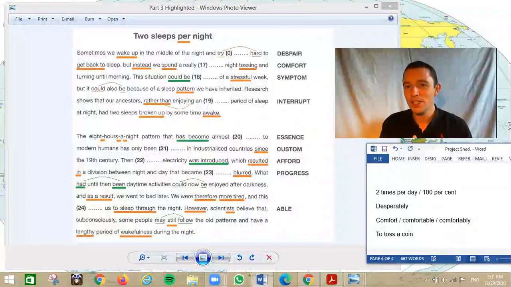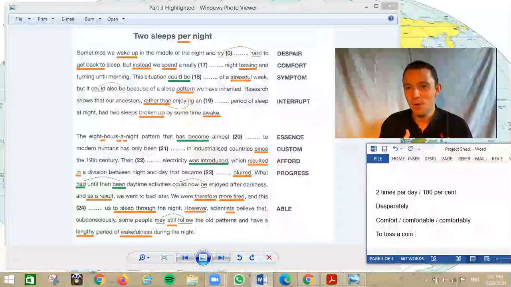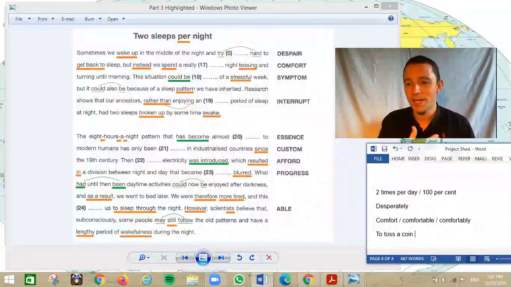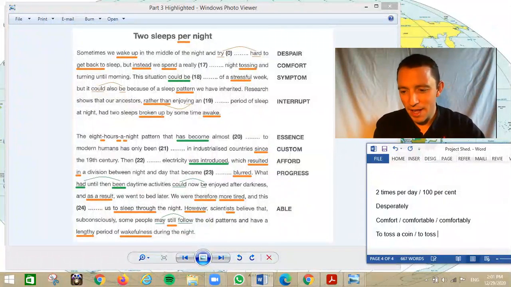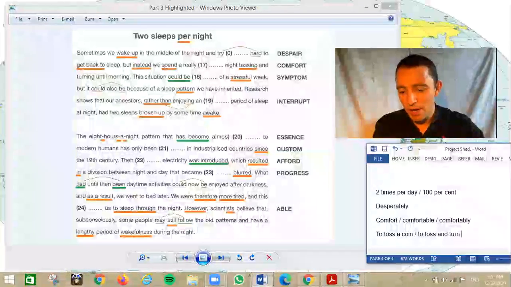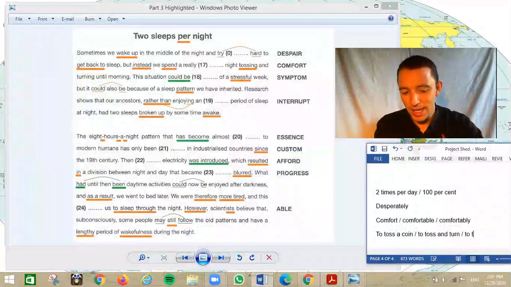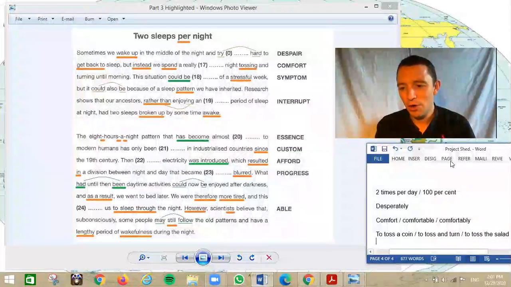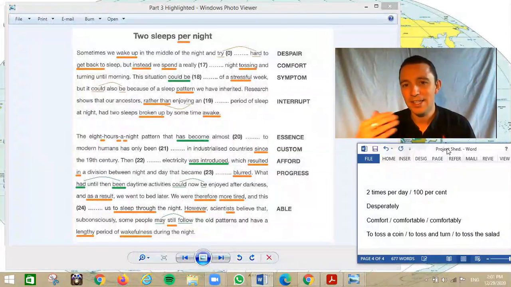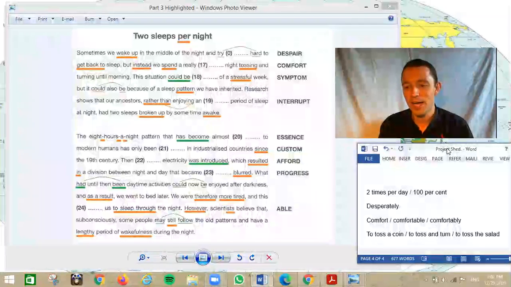And in this situation, it's an expression, tossing and turning in your sleep is when you're very uncomfortable and you're moving and changing position all the time. That's to toss and turn, okay? That's a very famous expression. The other possibility is with a salad, and you can say to toss the salad, and that's almost like to mix or to move the salad. To toss the salad is to move it, okay? So tossing and turning until morning.